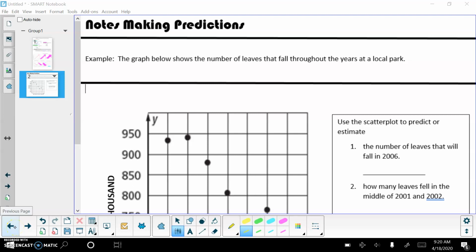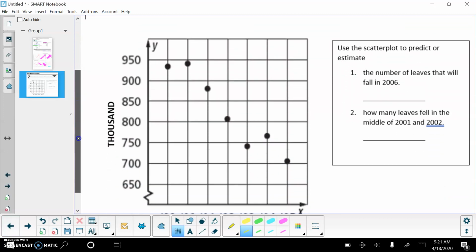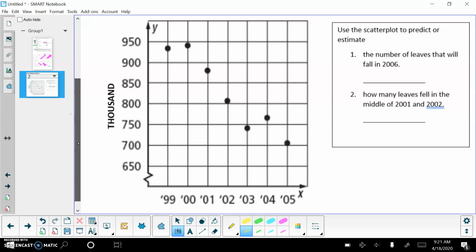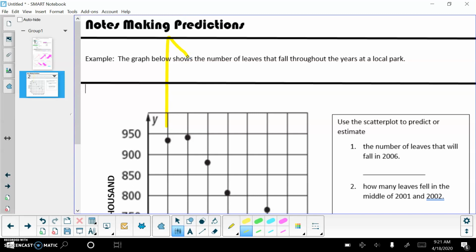Hello, this is our tutorial on scatterplots. We previously did one on correlation, and now we're going to review that, but we're also going to extend that to making predictions if the scatterplots have a real-world scenario or situation that they're showing. In this first example, the graph below shows the number of leaves that fall throughout the years at a local park. I'm going to scroll down, look at the graph. And I can tell, number one, that this is going to be a negative correlation because the dots are definitely going down.